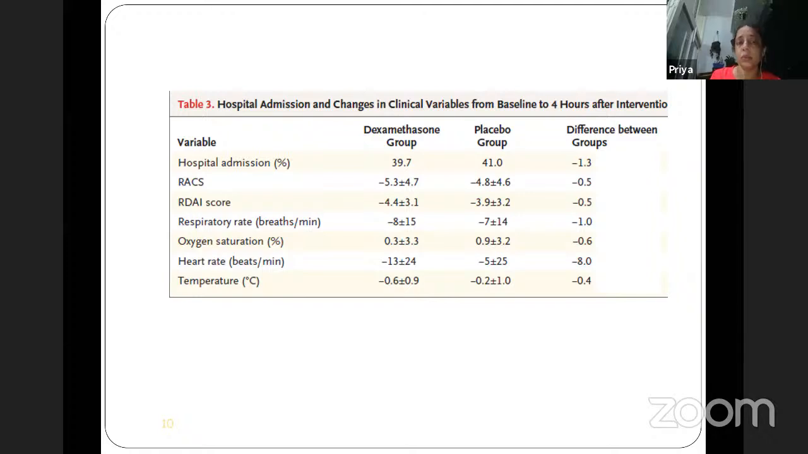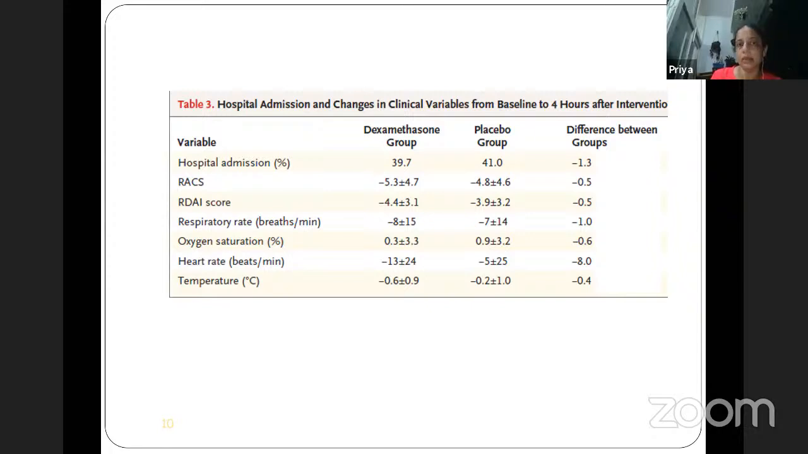In the dexa group, hospital admission was 39% versus 41% in the placebo group. And the difference between the groups was 1.3%. It's negative because placebo group has more and dexa group has less. So the difference is negative, which means in this study, dexa reduced the incidence of hospital admission by 1.3%, right? So this is what we mean by describing results from a study.